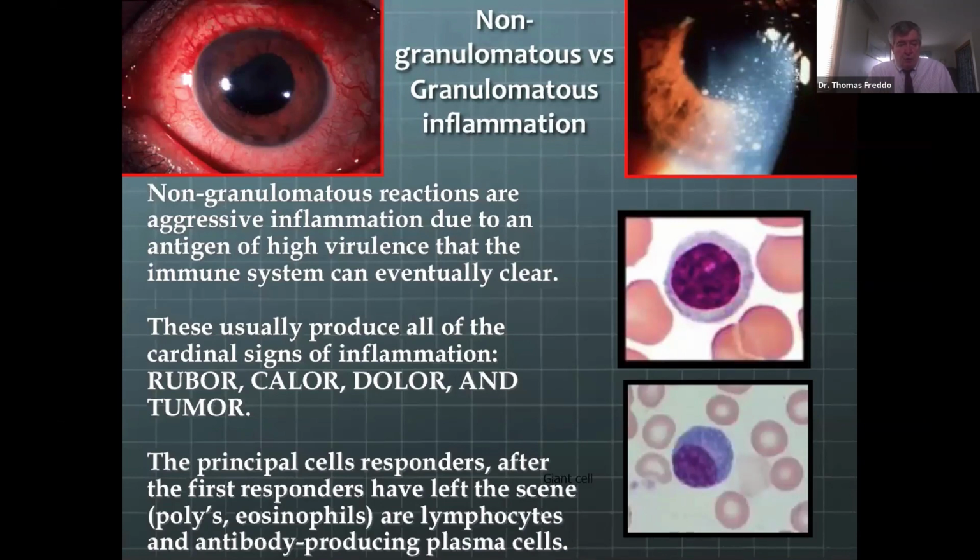These usually produce all of the cardinal signs of inflammation: rubor, calor, dolor, and tumor, that is redness, heat, pain, and swelling. And the principal cell responders, after the first responders have left the scene, meaning the polys and the eosinophils, tend to be lymphocytes, like the one to the right, the upper picture, histology picture to the right, and plasma cells, the one in the lower right corner of the slide.